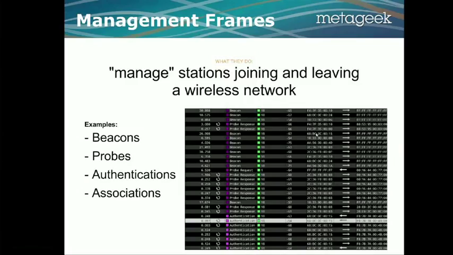So management frames help stations join and leave a wireless network. So the access point is always saying, hey, I'm so-and-so, these are my credentials. And then the client devices are always probing, and they're always saying, hey, I'm so-and-so, or I'm looking for so-and-so with these credentials. And then they also have the authentication and association frames that help devices join and leave a wireless network. So those will always be purple from here on out.